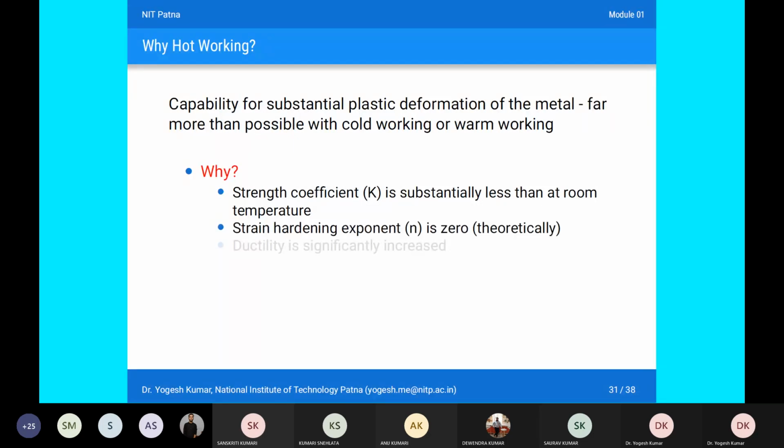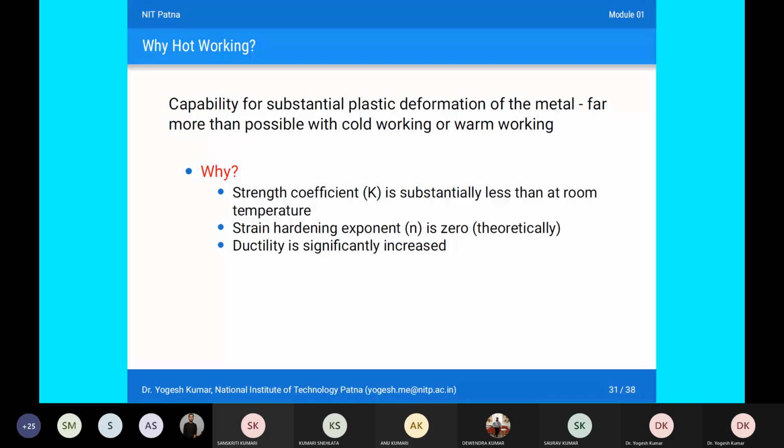The strain hardening exponent is very low, or theoretically you can say it is near zero, in hot working processes. Due to the reduction in strength coefficient and strain hardening exponent, the ductility of the material significantly improves. So if ductility is improved, it means you can flatten the metal into a desired shape.